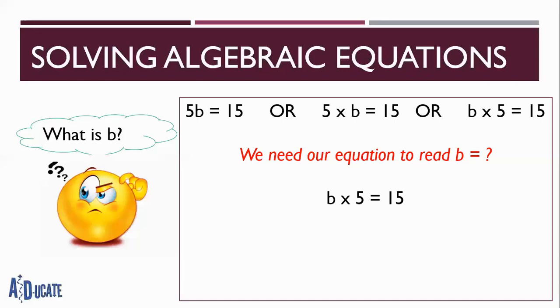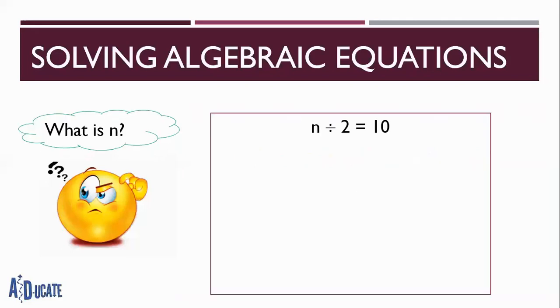How do we get rid of a times 5? We have to do the opposite, which is? Divide. Definitely. So we're going to divide by 5 to get rid of that times 5. And if we do it on the left, we must do it on the right. So we have b times 5 divided by 5 equals 15 divided by 5. What are we left with? 3. So b is equal to 3.